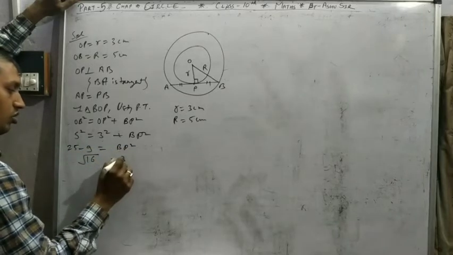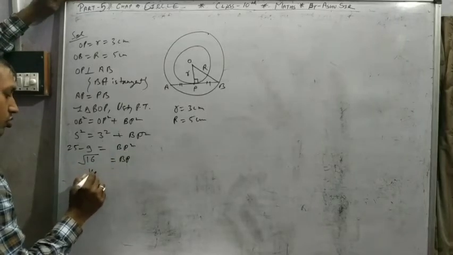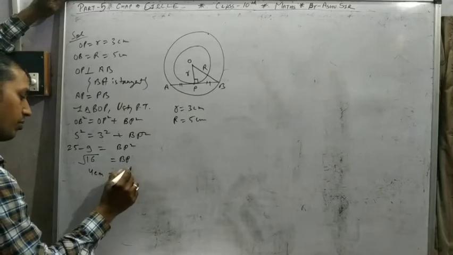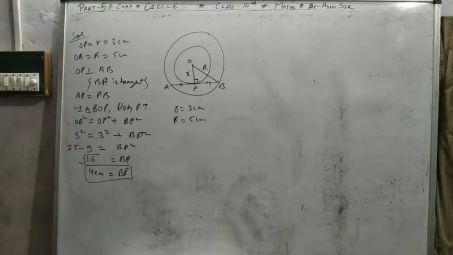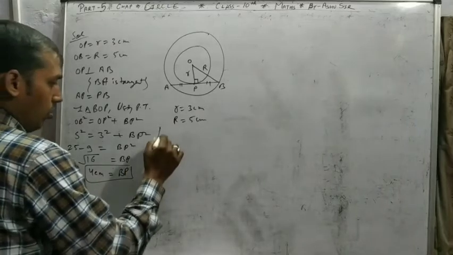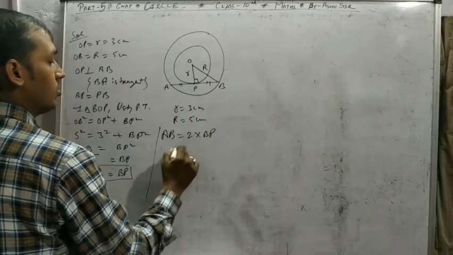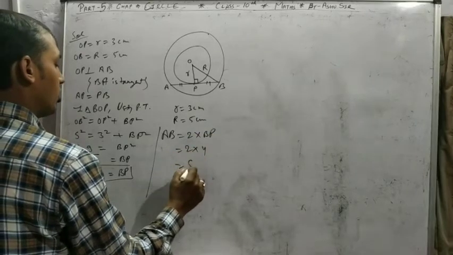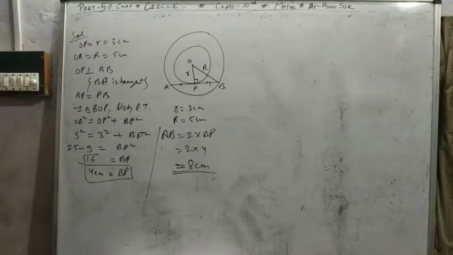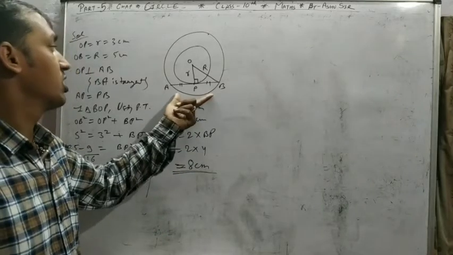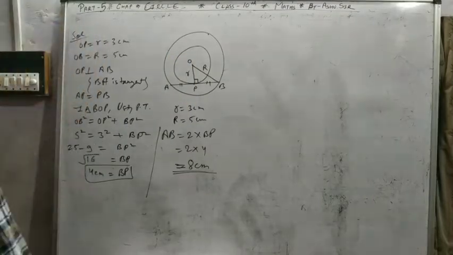16 in root because the square sent to both side, square root. So 4 centimeter is equal to BP. That's the value of BP. You want AB, which is twice of BP. 2 into 4, that is 8 centimeter. The length of the chord which is the tangent of the small circle is 8 centimeter.